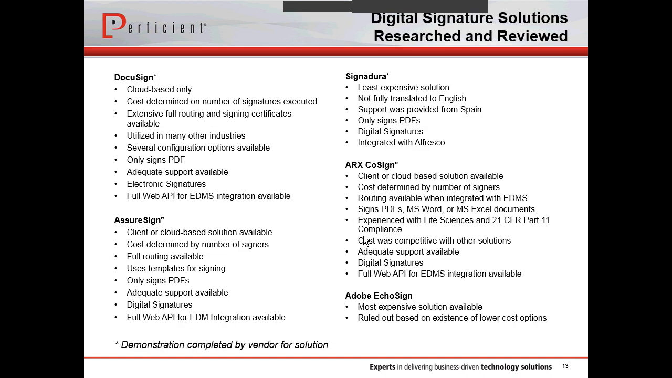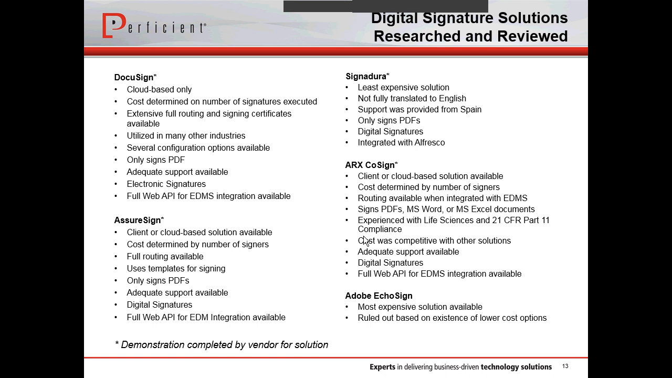So after having these requirements put together, we went out and tried to find all the digital signature solutions, or at that time, we didn't really know. We were saying electronic signatures, digital signatures, what kind of signature solutions were out there. So we really opened up the lens of what we can bring in-house. We ended up with a number of them and tried to reduce down to 5 initially. And as you can see here, we have DocuSign, AssureSign, Signadora, CoSign, and EchoSign.